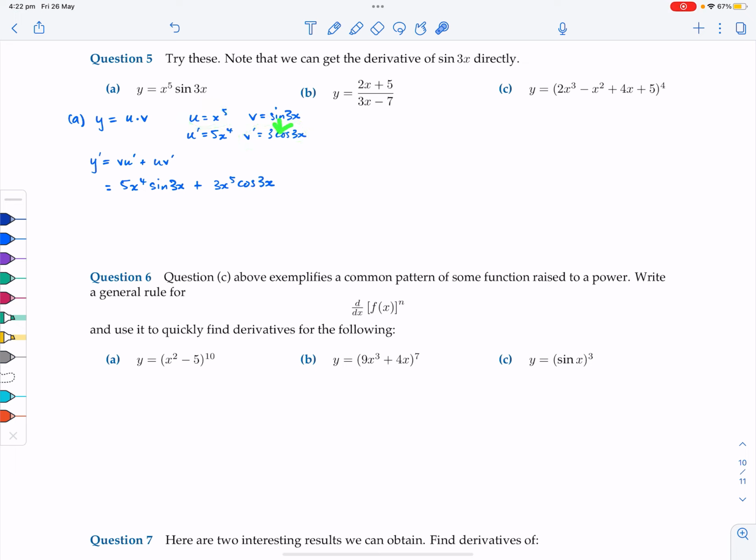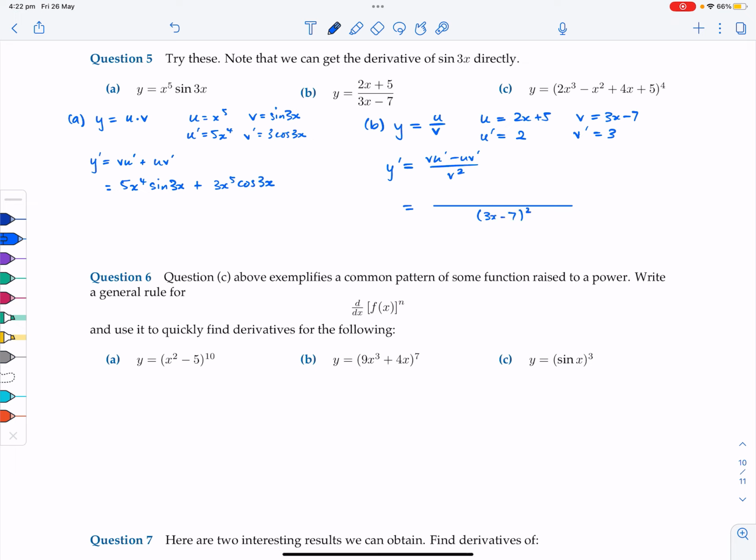B. So y equals u over v, and I have u equals 2x plus 5 and v equals 3x minus 7. u dash is 2 and v dash is 3. So this one's a bit simpler. Right, y dash is vu dash minus uv dash over v squared. Well, I know there's a fraction. So my v, that's 3x minus 7 squared. So I've got my denominator.